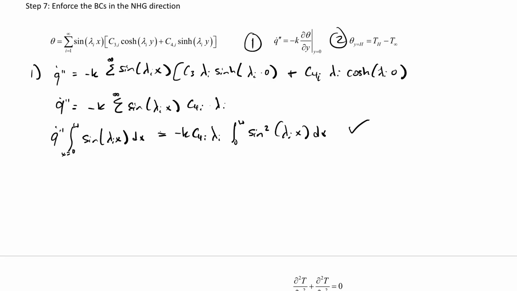Okay, but let's look back at our second boundary condition. Okay, sorry, I know I'm at 11. Give me about 30 seconds here.